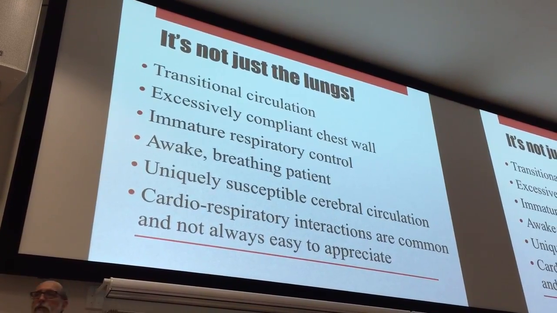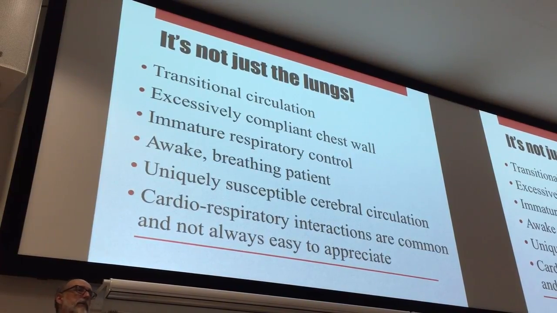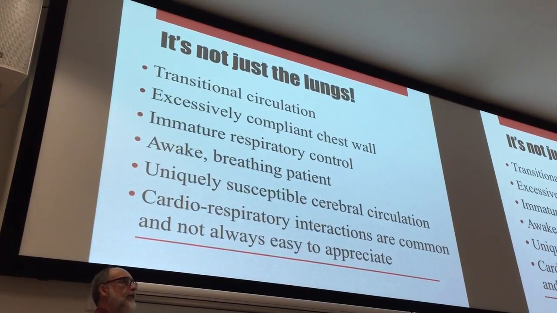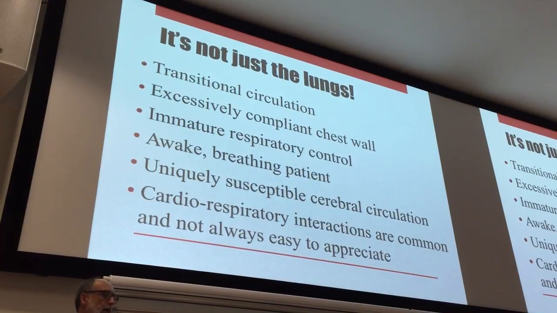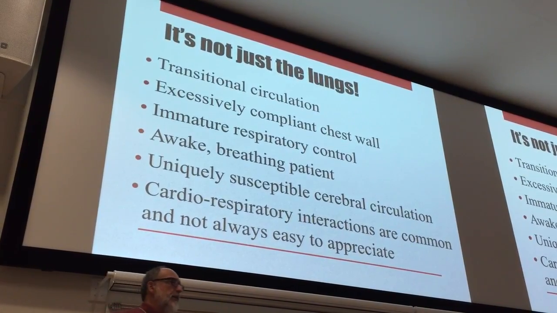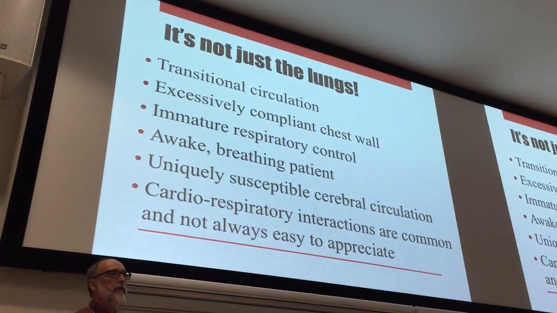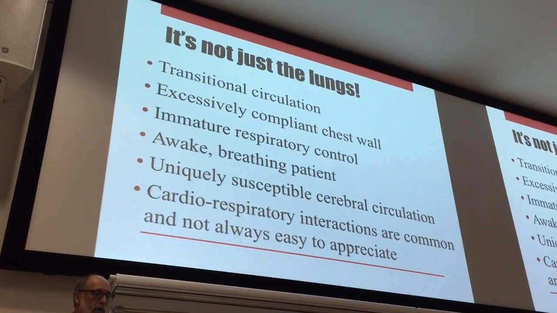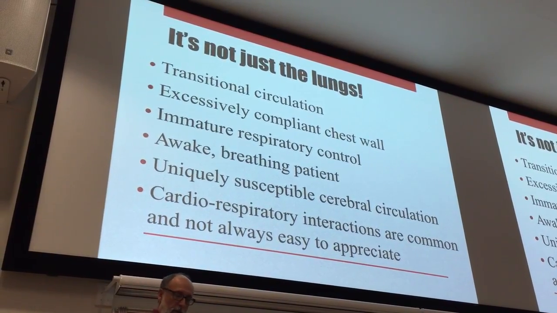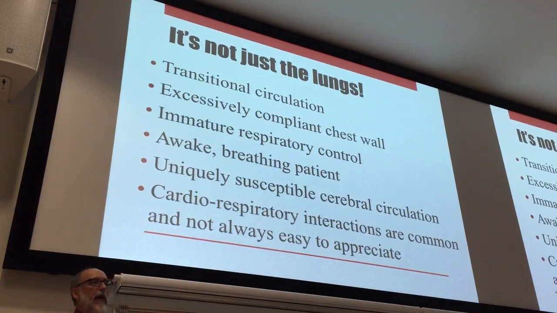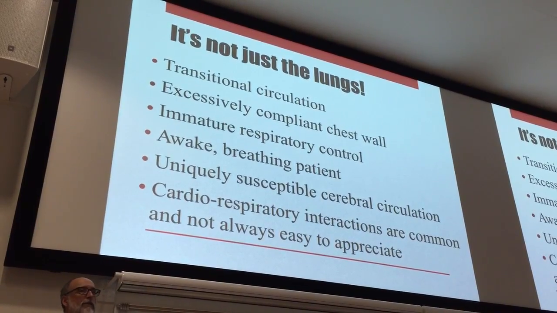And they, of course, have a uniquely sensitive cerebral circulation, so stuff we can get away with in older children, we can't get away with in neonates. Your 2-year-old isn't going to bleed in his brain when his CO2 drops to 25, but your 25-weeker might. And finally, it's the cardiorespiratory interactions that we don't often pay enough attention to.